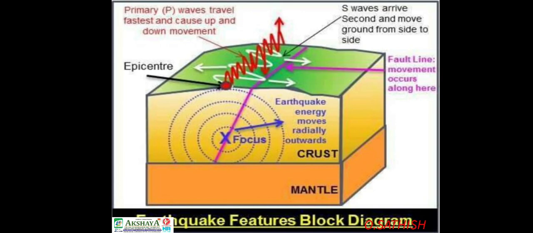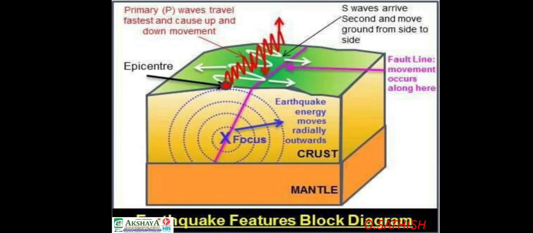In this earthquake block diagram, we can see tectonic plate movements. The earth's outer shell is divided into large rigid plates called tectonic plates. These plates constantly move and interact with each other. Earthquakes often occur along the boundaries of these plates, where they converge, diverge or slide past one another.